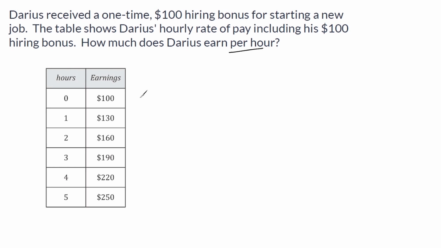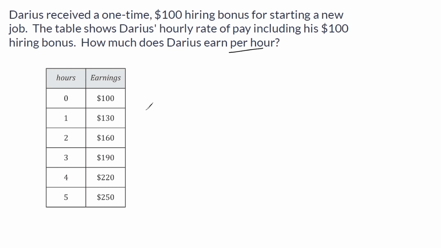I noticed students in the past will look at the column that says hours and look at where it says 1 hour and just automatically assume that the number right next to it is the answer. But that wouldn't make sense because there's no way Darius is making $130 per hour, because in 2 hours, that would mean he would make $260, which is double 130. So what we have to do is dig a little bit deeper.